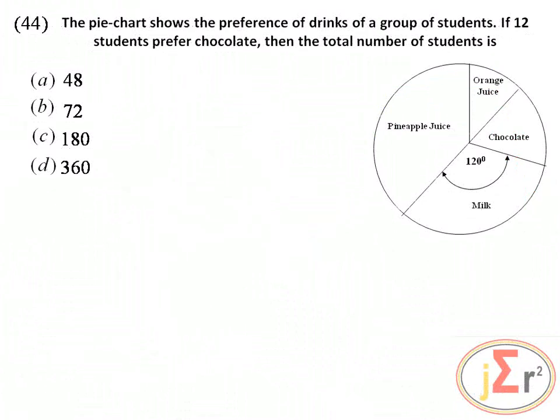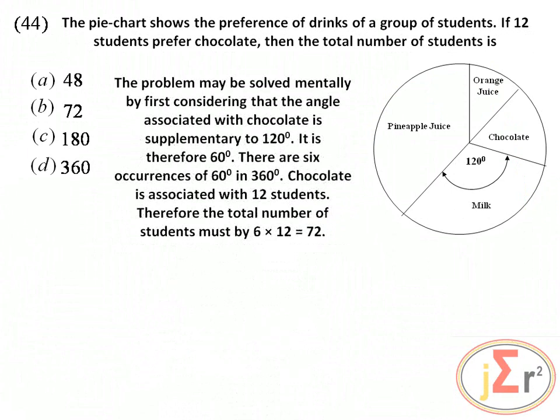The pie chart shows the preference of drinks of a group of students. If 12 students prefer chocolate, then the total number of students is. The problem may be solved mentally by first considering that the angle associated with chocolate is supplementary to 120 degrees. It is therefore 60 degrees. There are 6 occurrences of 60 degrees in 360 degrees. Chocolate is associated with 12 students. Therefore, the total number of students must be 6 multiplied by 12. That is equal to 72.